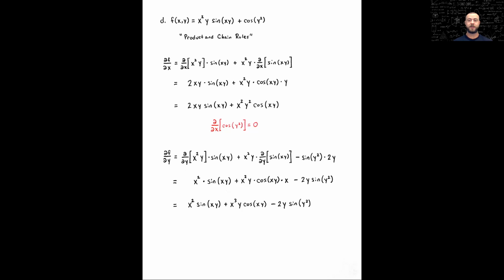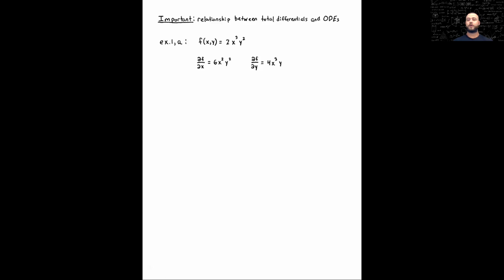All right, now either that was a review or an introduction to partial derivatives. Even for those of you that have completed multivariable calculus, this was probably a good review anyways. All right, I want to close this first part to kind of bring this all together. So how do we relate partial derivatives, total differentials, to ordinary differential equations?